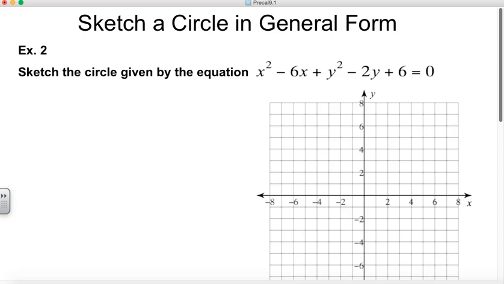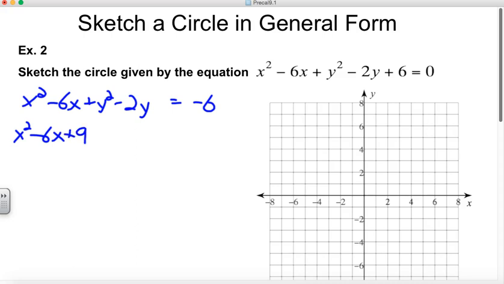So first thing we're going to do is move the 6 over to the other side, the constant number, so we're going to make it equal -6. Now you're going to complete the square for the x's and complete the square for the y's. So remember, when you complete the square, you take half of the number in front of x and square it, and that's what we're going to add in. So -6, half of that would be -3, and -3 times itself would be 9. So I'm going to add in 9.